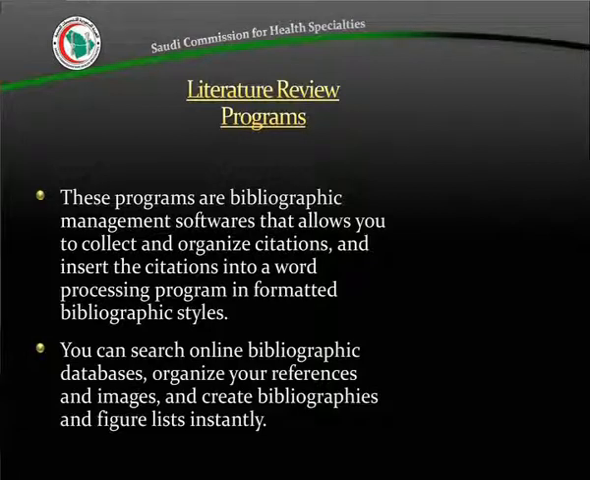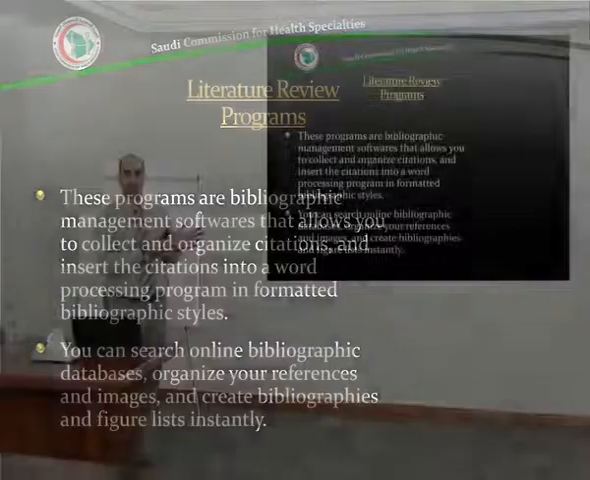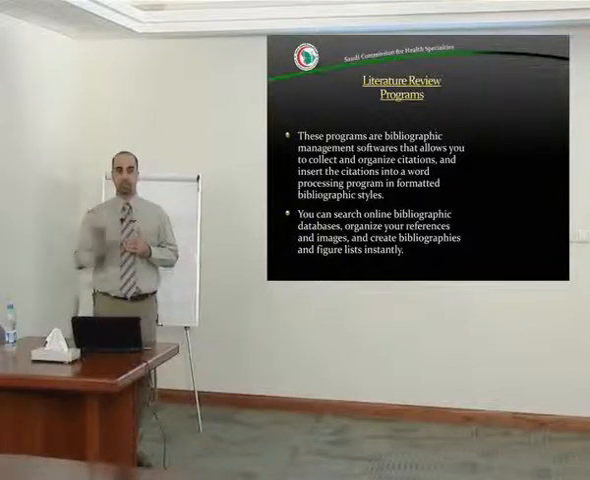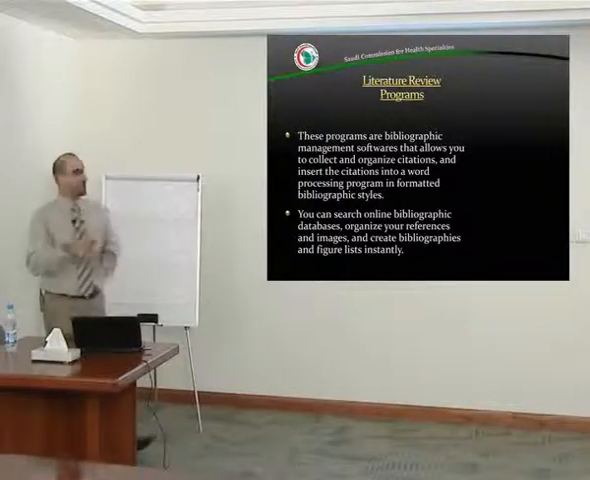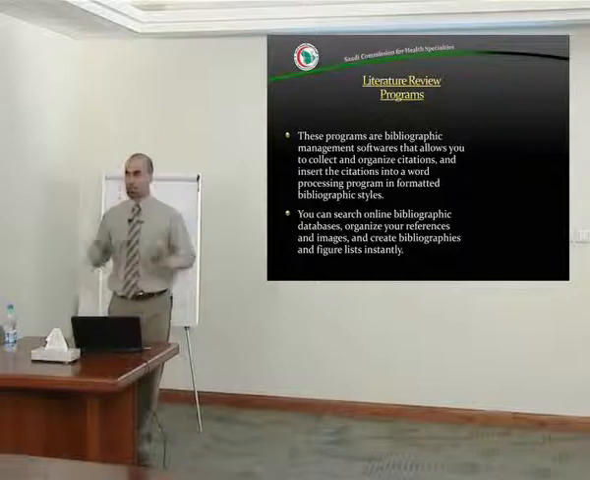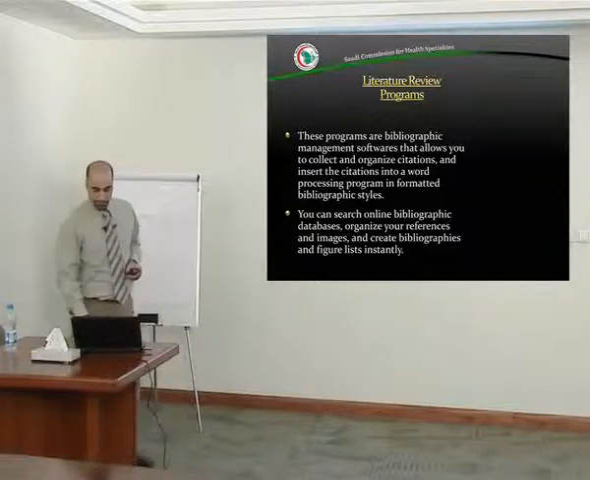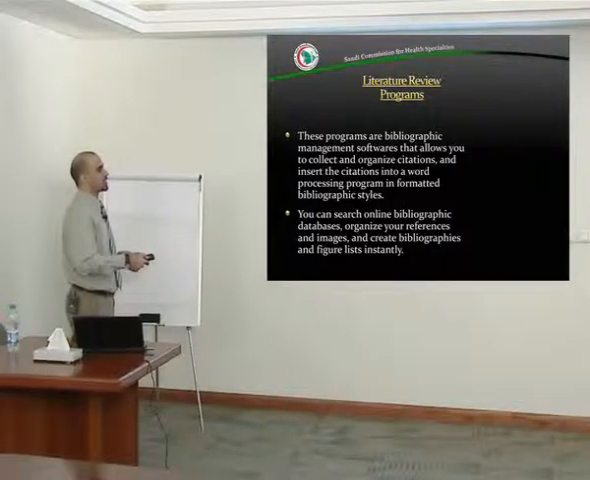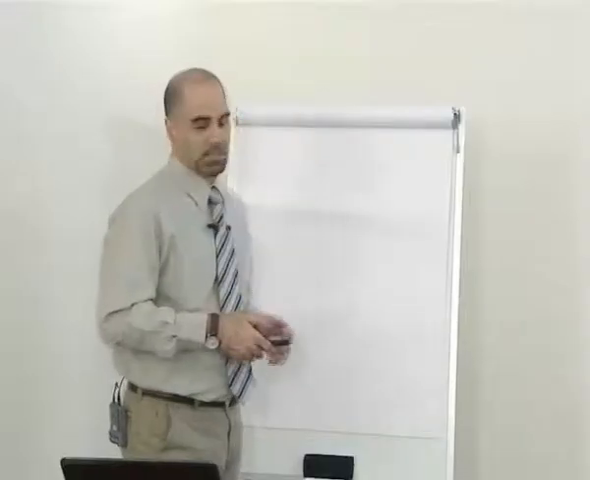What I mean by formatted bibliographic styles is that different journals have different styles. Some of them start with the author name, some of them start with the title of the paper, some of them put the year at the end, some of them put the year at the beginning or in the middle. So instead of retyping everything, you can just ask this program to change the format according to a certain journal, and it will reorganize everything for you. It makes life much easier. You can search online, and this is what I mentioned. You can search online bibliographic databases such as PubMed, organize your references and images, and create bibliographies and figure lists instantly.